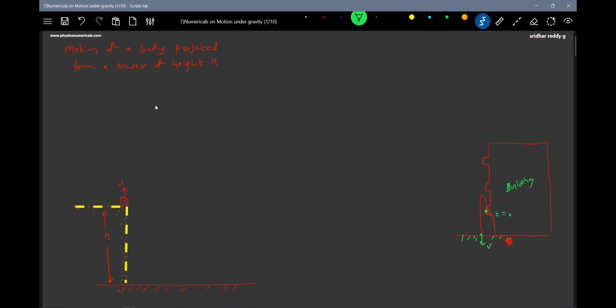At t equals 0, I threw the ball. Then after a certain time t, it will come and strike the ground. We have to calculate this time of flight. What is the maximum height ascended? All the quantities. Now, what is the path of the ball? The ball is going to ascend, then it will descend, and finally it will strike the ground with a speed v.